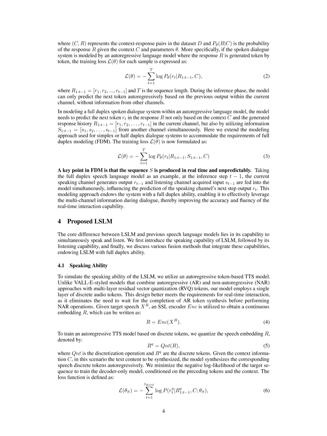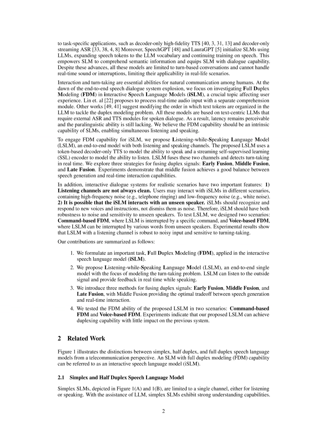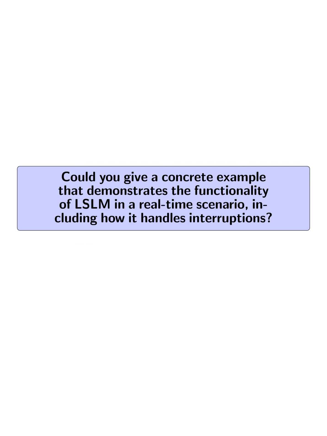During the inference phase, both channels interact by feeding their respective outputs into the model. The speaking channel generates the next token while considering the context and the processed information from the listening channel. This integration allows the LSLM to detect interruptions in real time, enabling it to stop speaking and respond appropriately when an interruption token, IRQ, is detected, thus facilitating effective turn-taking in conversation. Could you give a concrete example that demonstrates the functionality of LSLM in a real-time scenario, including how it handles interruptions?